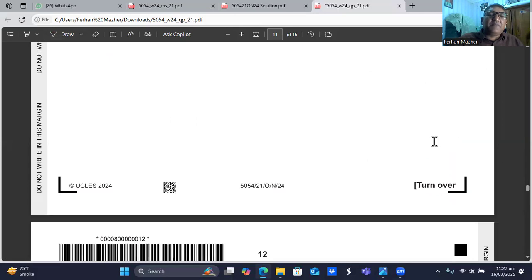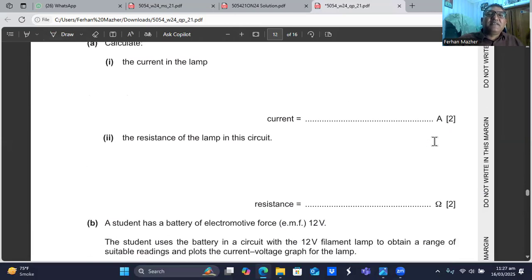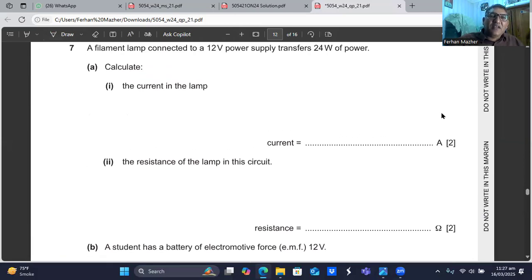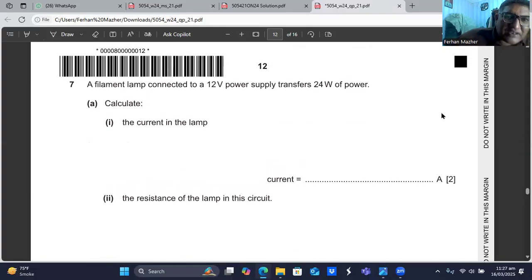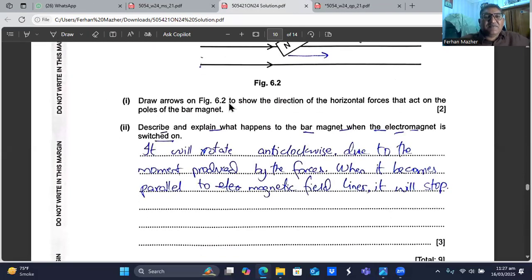Coming up on your screen is question number 7. A filament lamp connected to a 12-volt power supply transfers 24 watt of power. Calculate the current in the lamp. You know the power is equal to IV. So I can very easily find out the current.